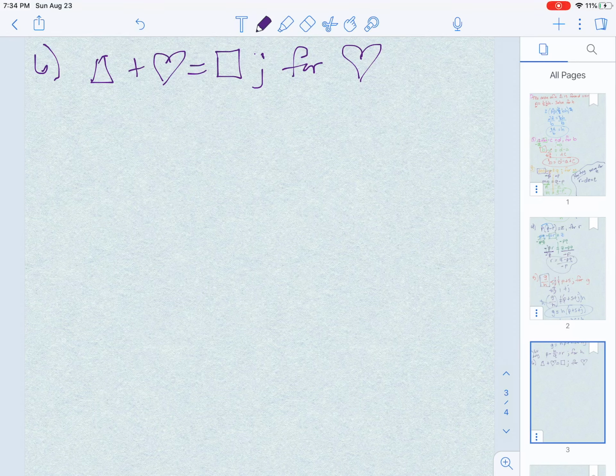All right, the really cool thing about these problems is you can actually apply it to even more than letters. You can apply it to crazy equations with other stuff in them, because anything can represent a number. So the next one I want you to look at is one with shapes. How about triangle plus heart equals square? And we're going to solve for the heart.